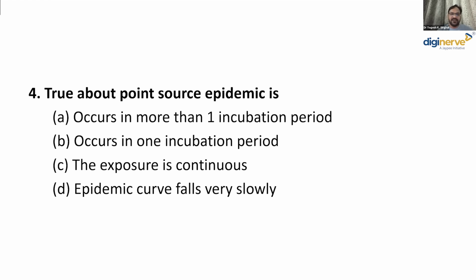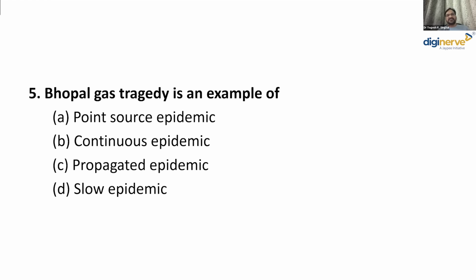It will be in the propagative. And the epidemic curve falls very slowly. What we have studied in the point source epidemic is that the epidemic curve rises rapidly and falls rapidly both. So the answer will be B. Then, Bhopal gas tragedy is an example of point source. The correct answer is point source. Okay, we are proceeding to the next question.